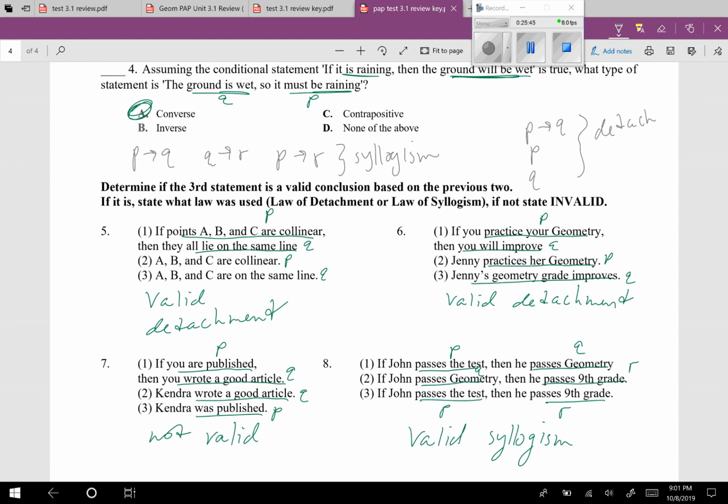Okay, question 7. If you are published, then you wrote a good article. Publishing is P. Writing the good article is Q. Kendra wrote a good article. That matches with Q. Then Kendra was published. That matches with P. So this one, it went Q, and then it went P, so it's not valid.